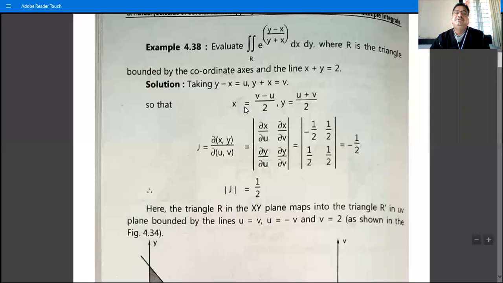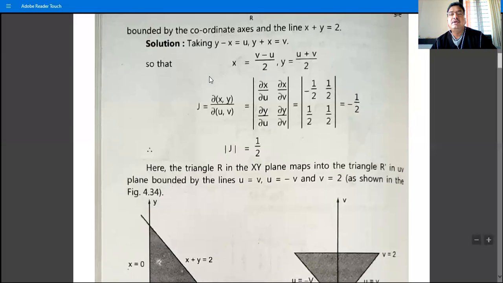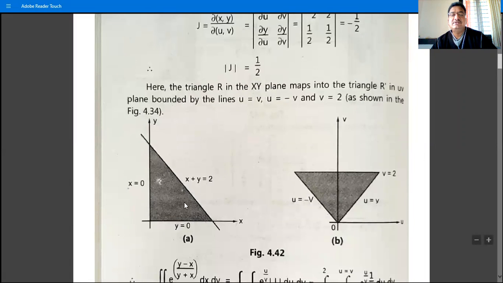Next problem of change of variable. Evaluate the double integration over R of e raised to (y minus x) divided by (y plus x) dx dy, where R is the triangle bounded by the coordinate axis and the line x plus y is equal to 2. So this is the line x plus y is equal to 2.